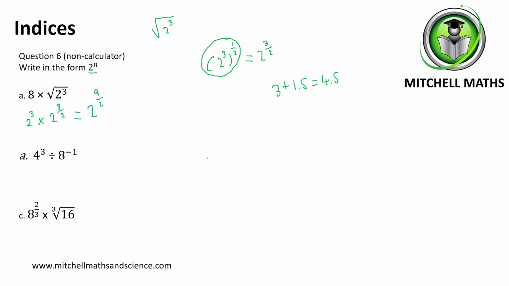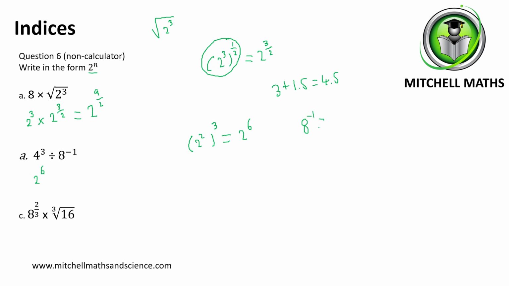Now for the next one, first of all, we've got 4 to the power of 3. Well, we can write the 4 as 2 squared, so really it's 2 squared to the power of 3. So we get this situation again, and here what we're going to do is multiply the indices to get 2 to the power of 6. So 4 to the power of 3 written as 2 to the power of something is 2 to the power of 6. And we've also got 8 to the minus 1.